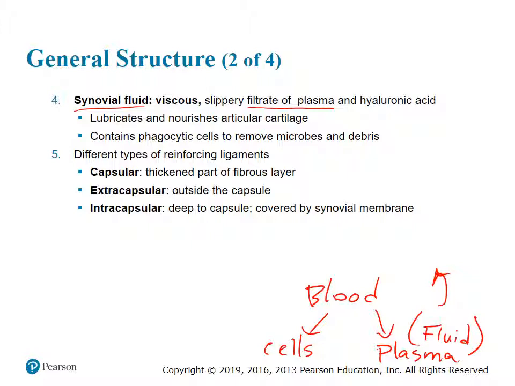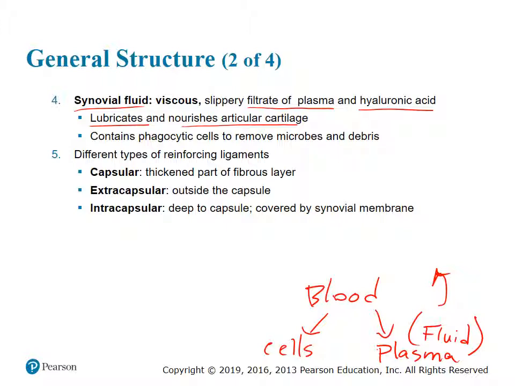Now what they are also in charge of is making hyaluronic acid. Hyaluronic acid is made by those synovial membrane cells, and they add it to plasma and put it into the cavity, and that makes synovial fluid. Hyaluronic acid makes the fluid very viscous, slippery, and it helps to nourish the articular cartilage. Remember, that's the edges of the bone, the ends of the bone.